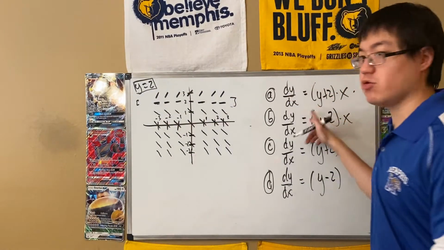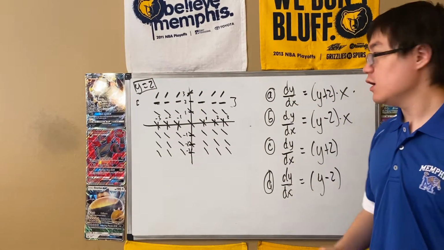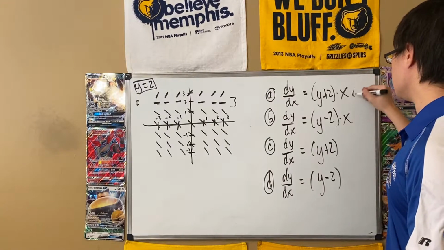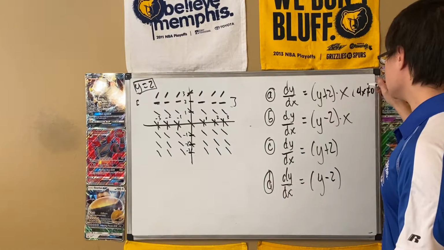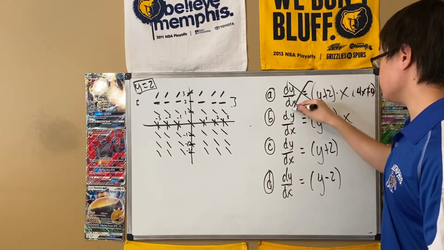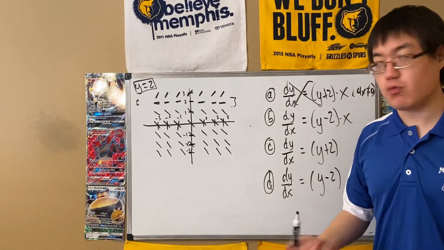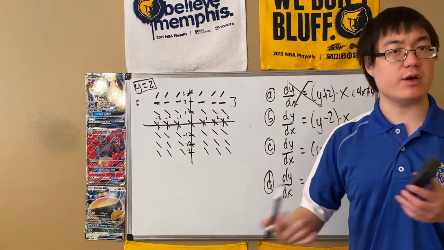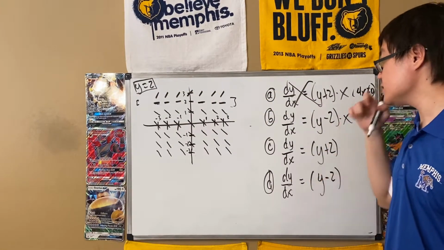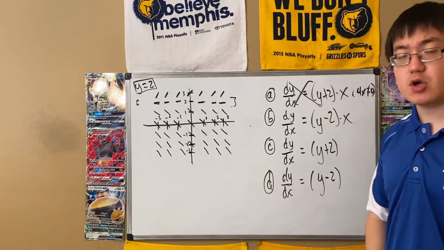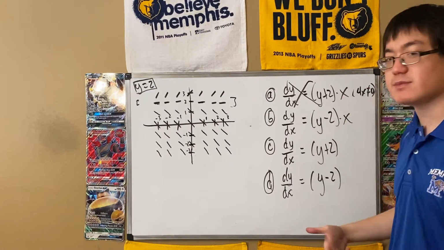So notice if you plug in 2 here, you're going to get 2 plus 2, that's 4, 4x. 4x is certainly not 0. So it looks like A cannot be the answer choice. Then when we plug in 2 for y in B, keeping in mind that it's y is equal to 2 and not x is equal to 2, it looks like B potentially could be an answer choice because you do get 0 times x.